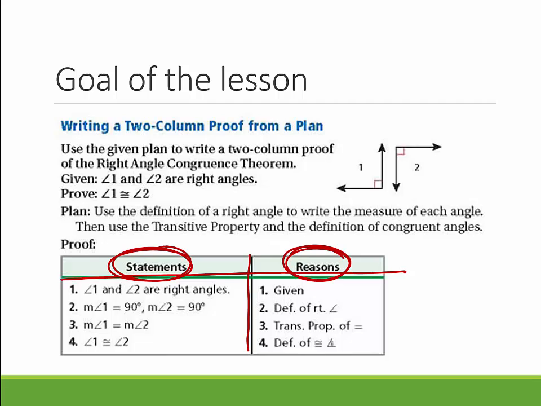So this is one of those proofs that we said we were going to do, the right angle congruence theorem, and we'll eventually be able to come up with the statements and the reasons all on our own. Since it's a huge, long process, we were going to do it step by step, and that's why we're taking 3 days to do it.